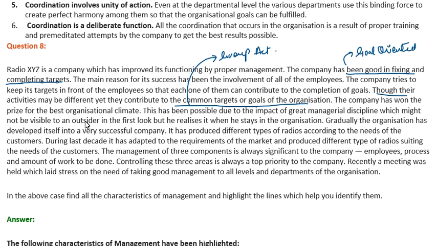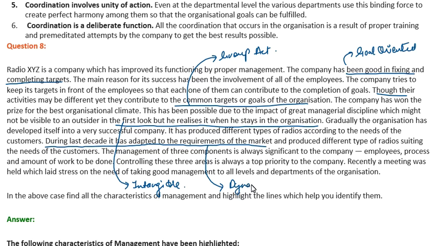Next thing, realizes when someone stays in the organization. That means it is intangible. During the last decade, it has adapted to the requirements of the market. That means it is dynamic function. Management is a dynamic function.